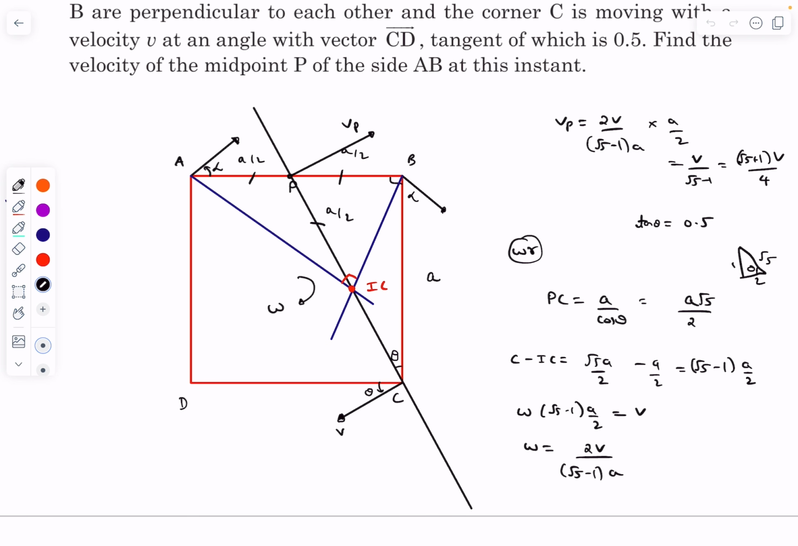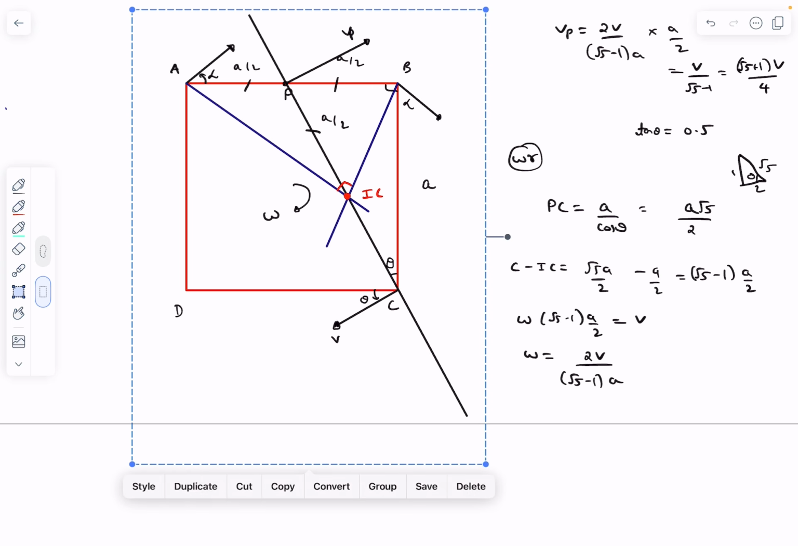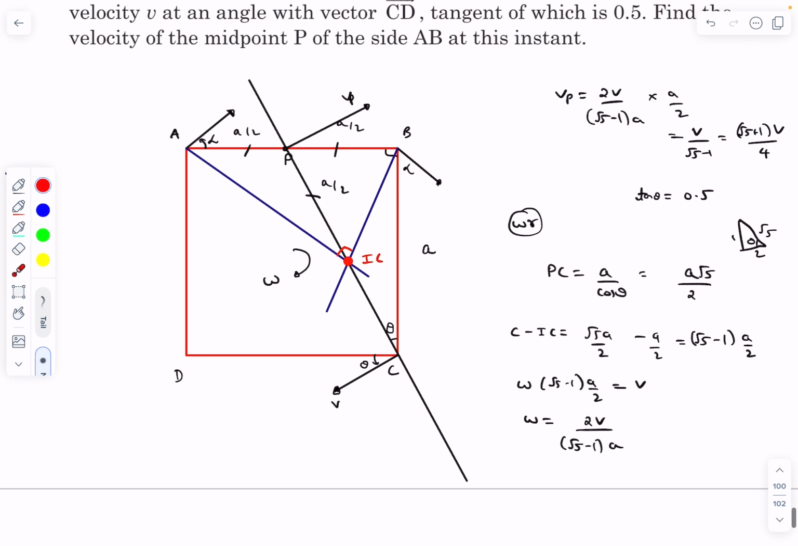There are actually two possibilities for this question. This is actually one of the answers. Now, why is there another possibility? I'll explain by drawing the same picture once again. Initially, we figured out that the instant center should lie along the line PC, right? And another constraint was that this angle must be 90 degrees. So if you connect IC to B and IC to A, this angle should be 90 degrees. But it says nothing that IC has to be inside the square. It can be outside the square as well.